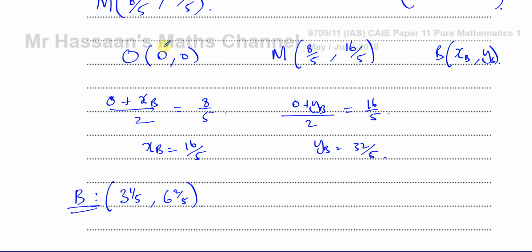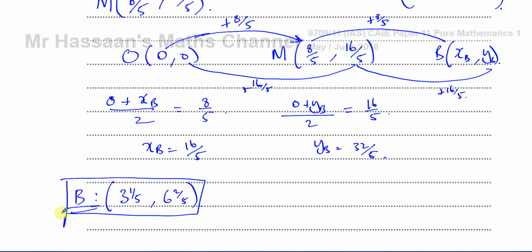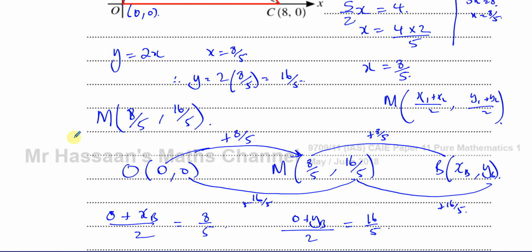Another way we can do it is basically using a visual method, that I know that this is the halfway between these 2 points. So how do I get from 0 to 8 over 5? I add 8 over 5. So to get from there to there, I have to add another 8 over 5. And how do I get from 0 to 16 over 5? I have to add 16 over 5. So to get from there to there, I have to also add another 16 over 5. So whichever way you think about it, algebraically, visually, you end up with your answer for B. So there we have the answer to this question.